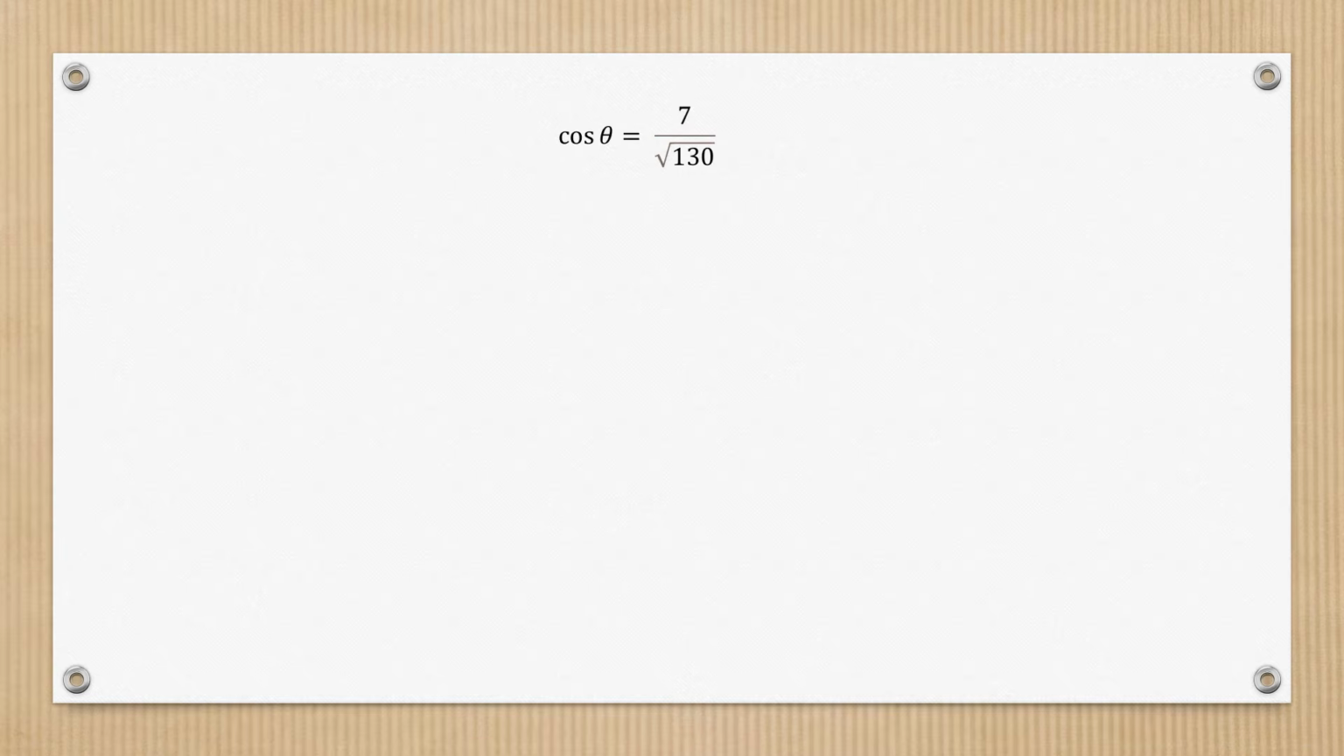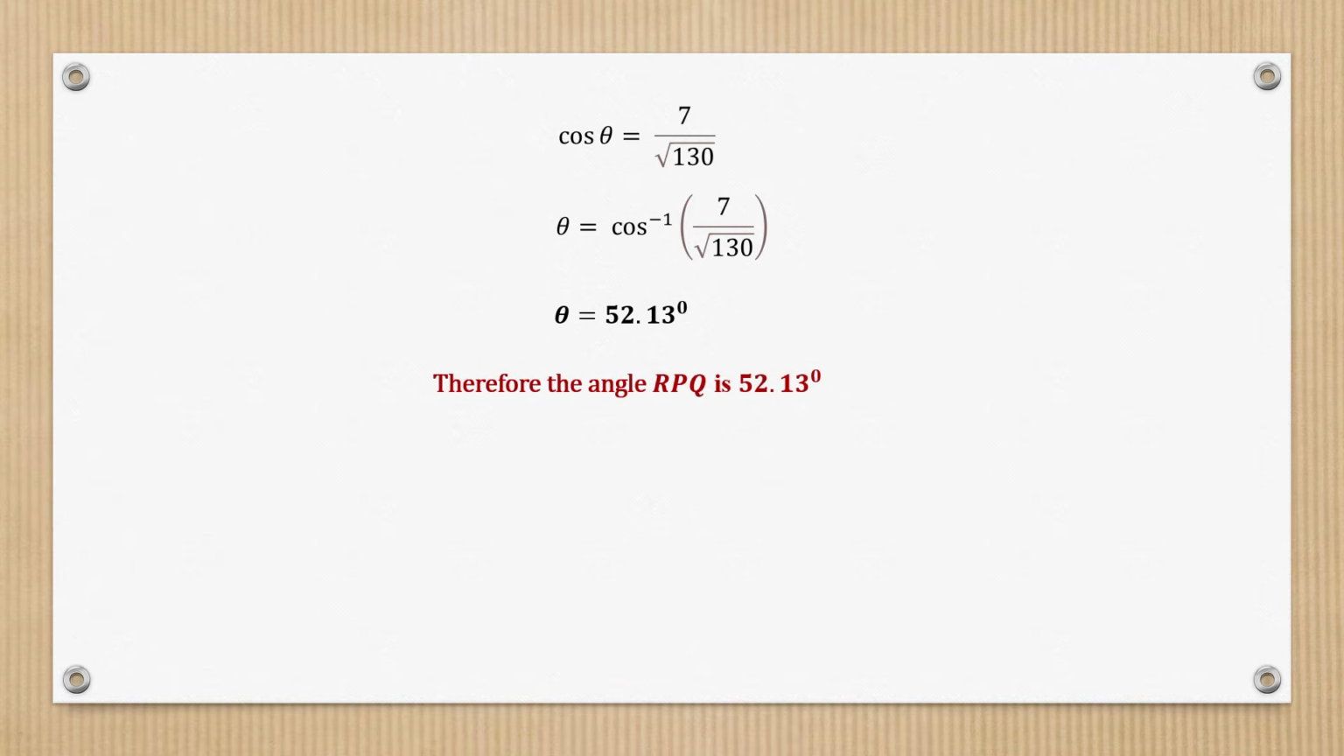Now making cos theta the subject, cos theta shall be equal to 7 over square root of 130. Theta shall be equal to cos inverse of 7 over the square root of 130. Now theta shall be equal to 52.13 degrees. So therefore the angle RPQ is 52.13 degrees, and that is the answer.